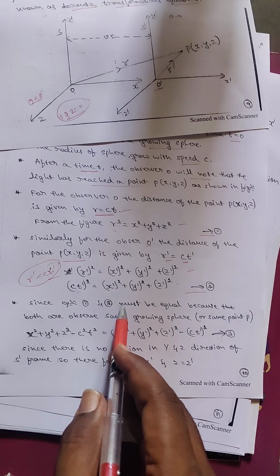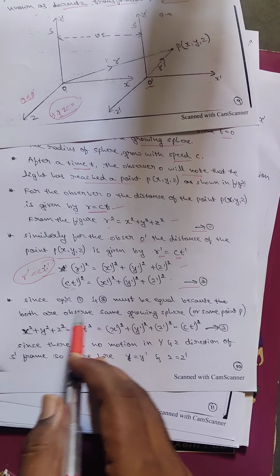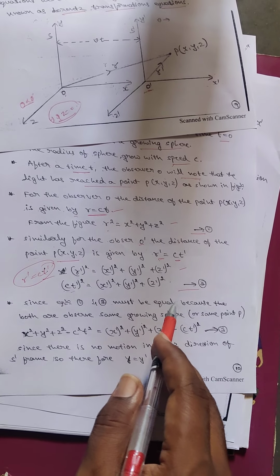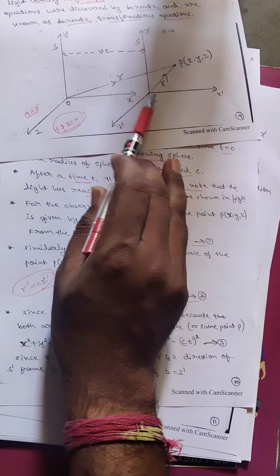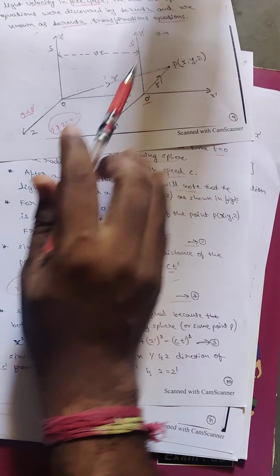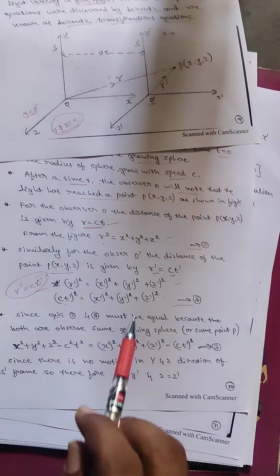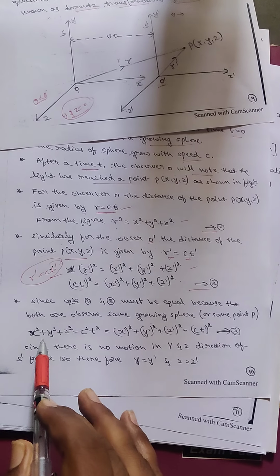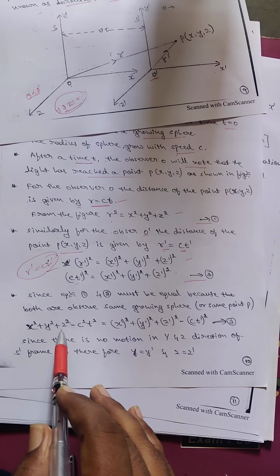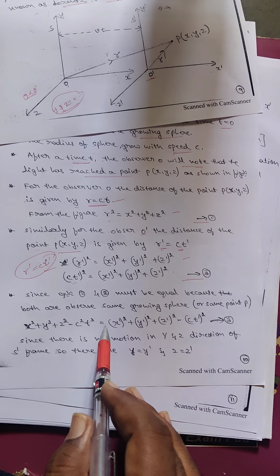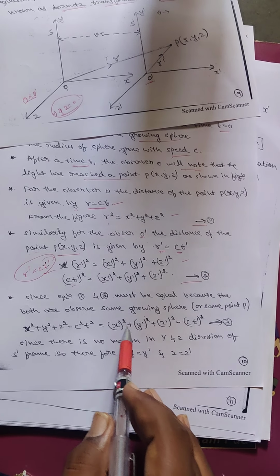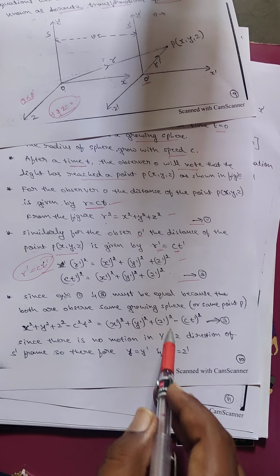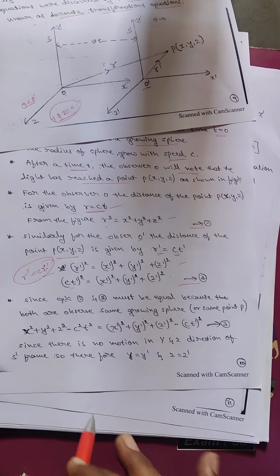Equations 1 and 2 must be equal because both observe the same growing sphere, the same light. So both are equal. Now write x square plus y square plus z square minus c square t square is equal to x dash square plus y dash square plus z dash square minus c square t dash square.